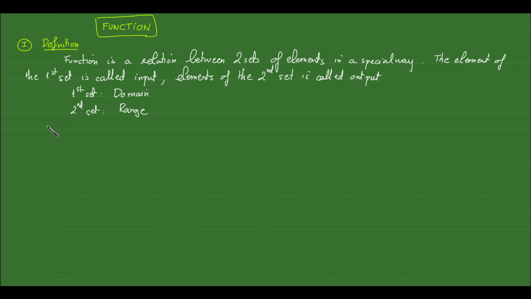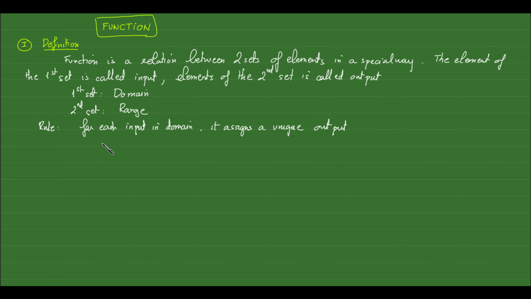So the rule is that for each input in the domain, a function assigns a unique output.